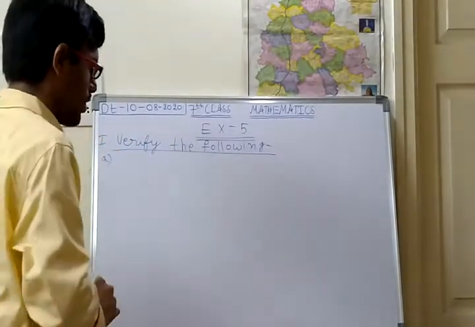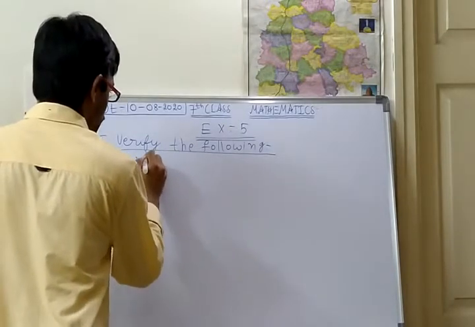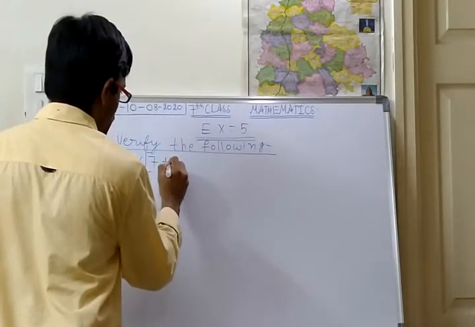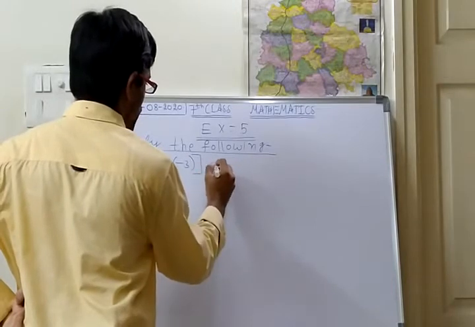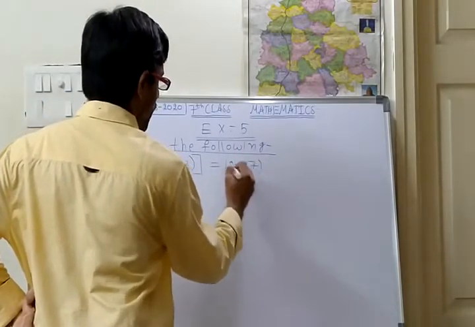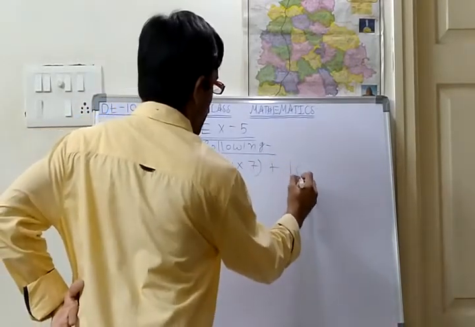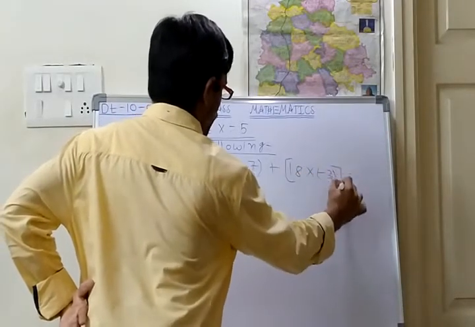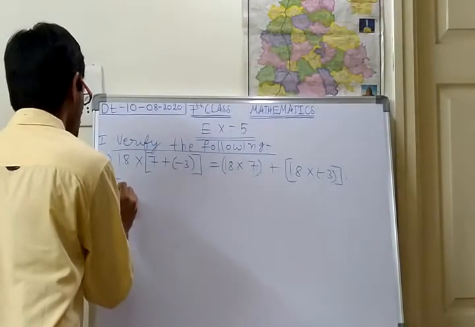The first one, problem A: 18 into brackets 7 plus minus 3 bracket close is equal to 18 into 7 plus 18 into minus 3. This is the first problem regarding these properties.